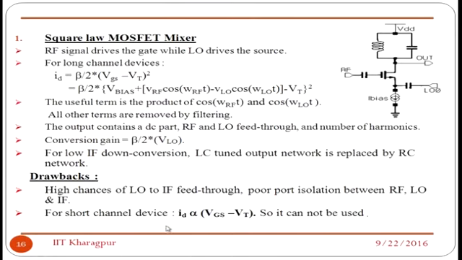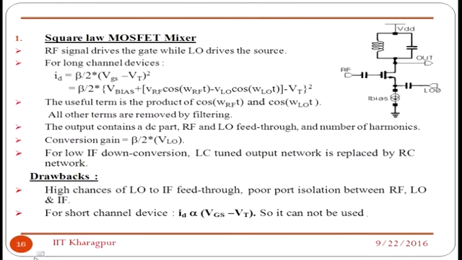But what is the problem here? It has high chances that the LO will feed through to the output IF, because I told you already that you have the switching and all those DC components would come, and also some parasitic path from the drain to gate. So it will have some parasitic path going to the output.